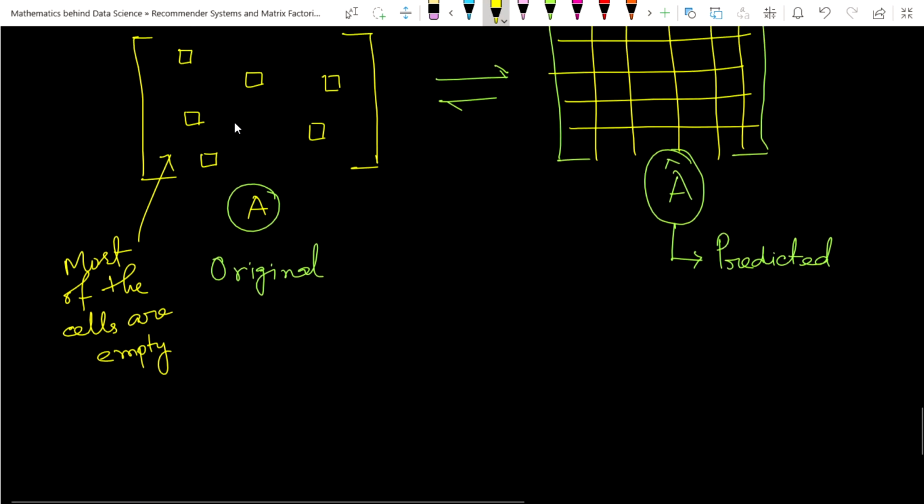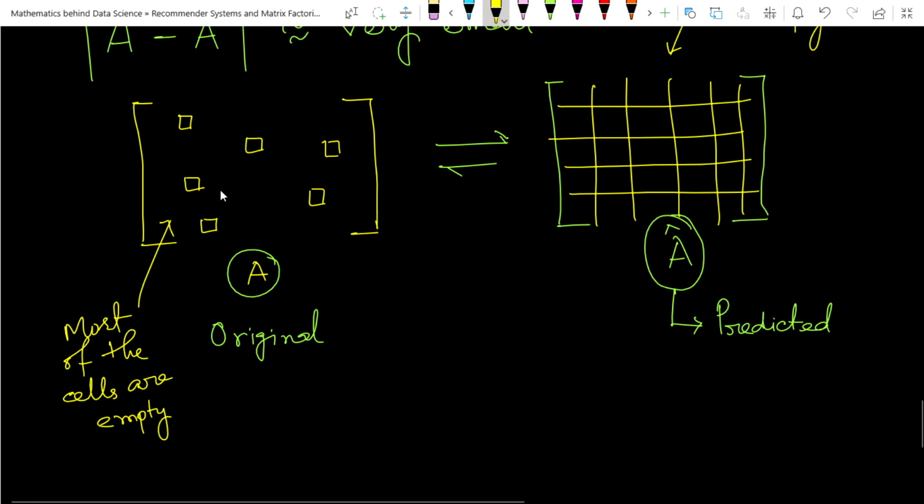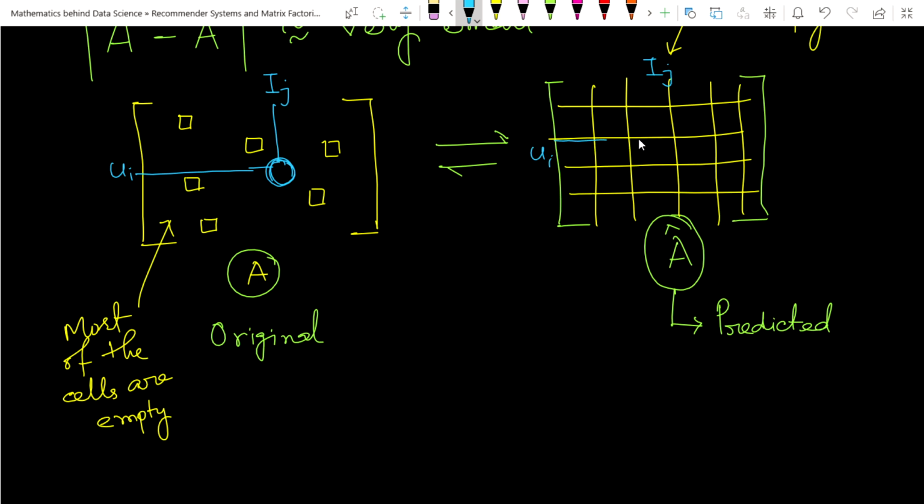So we have to predict it. Suppose somewhere here is user i and somewhere here is item j for this matrix. Similarly there is also some user i and some user j. So corresponding to some value for this matrix, this is the empty cell, an empty value. Now we have to predict this. How much value will it have?